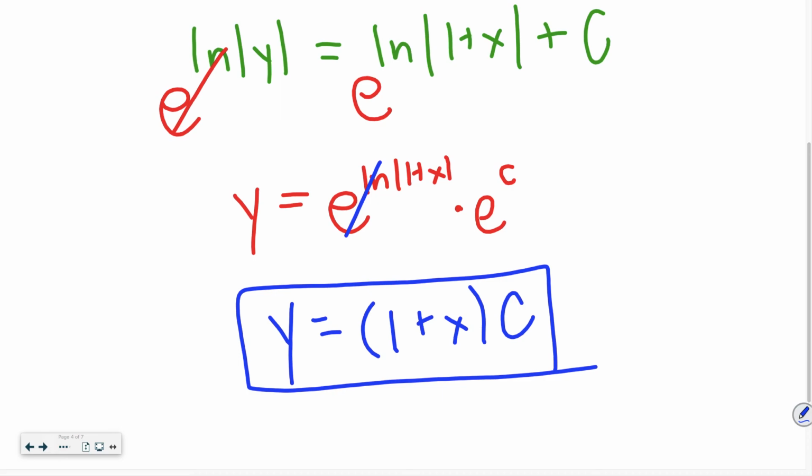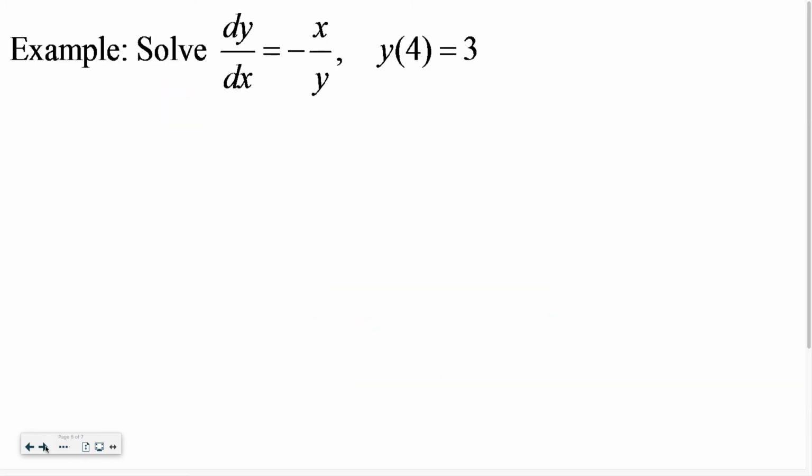Interesting, you say? But do you see what I mean? We're not really doing anything obnoxiously new. Just a different approach to some knowledge we already have. All right, well, let's go ahead and look at some examples where I actually give you an initial condition. So here I have a differential equation and an initial condition.